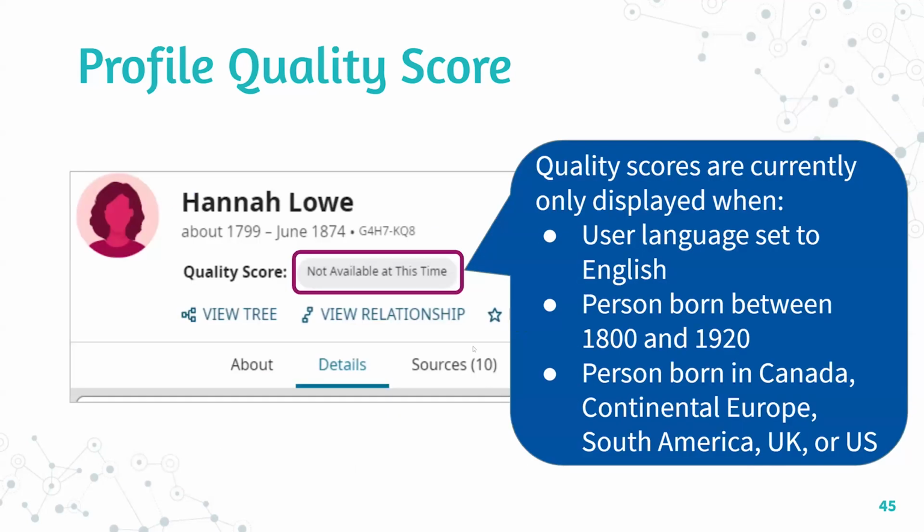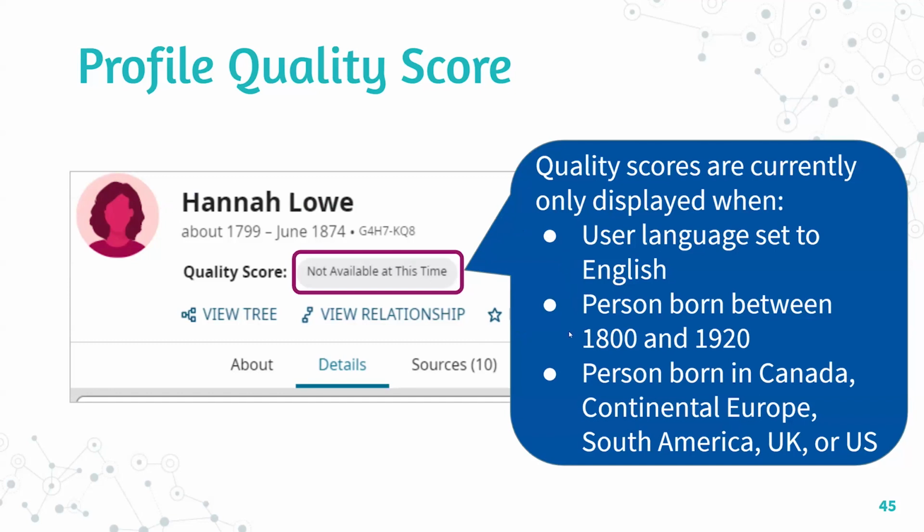I did want to mention that for the pilot, quality scores are only displayed if these criteria are met. The user has to be using English as their language right now. Again, this is just the pilot. That's not going to be the case when it's rolled out. It'll be available to everybody. But for right now, you've got to have your user language set to English.